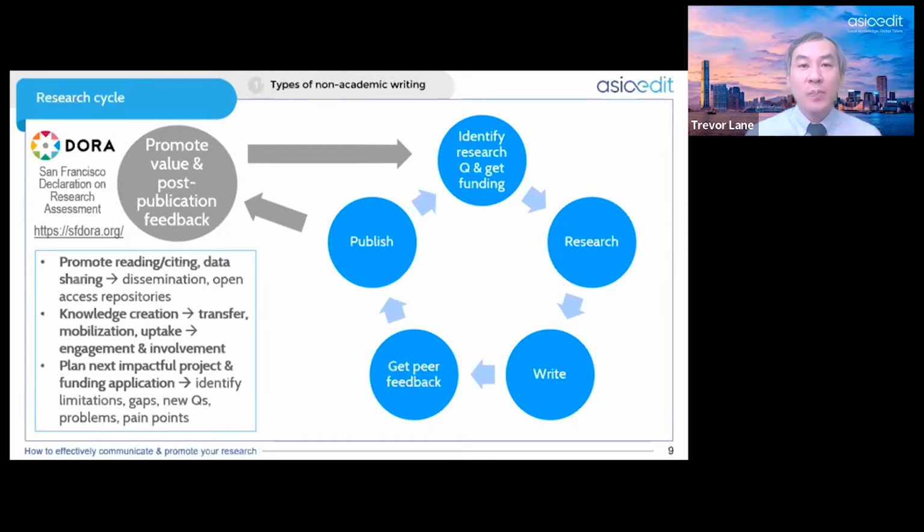And so for planning your next project and your next funding application, the funders also want to see that you've thought about your end users and how useful your work will be. It's not just about publishing a paper. So talk to your end users, identify limitations, knowledge gaps, new research questions, problems, and pain points that you can then answer in your next grant application and your next project. And there's also an Asia Edit webinar on writing grant and research proposals. So we talk about impact and knowledge exchange there as well.